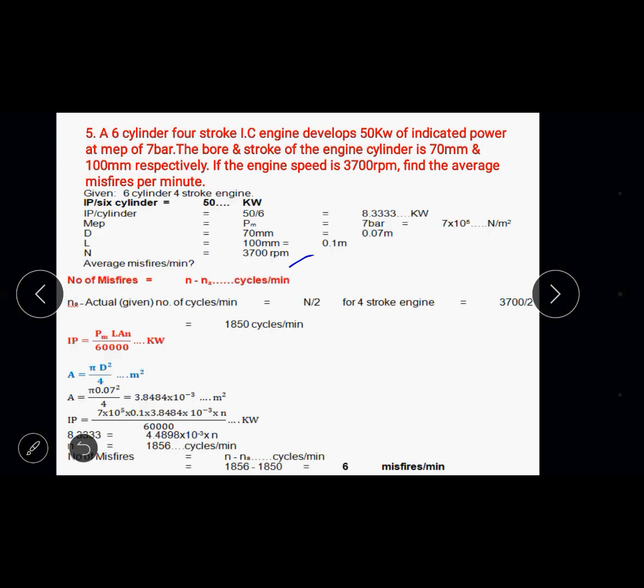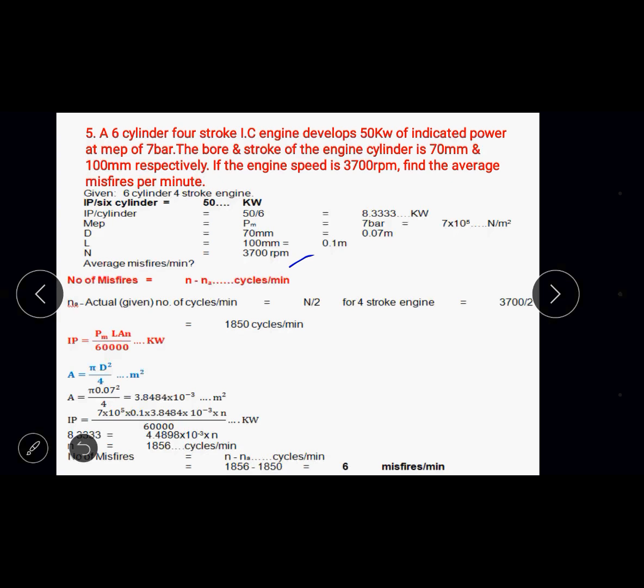Or if torque parameters are given, that is the brake drum. In the previous problem we have seen torque is found with the help of brake drum diameter, brake drum radius and then brake drum load. So if such parameters are given in the problem, we can find out torque, and with the help of the torque you can find out brake power.